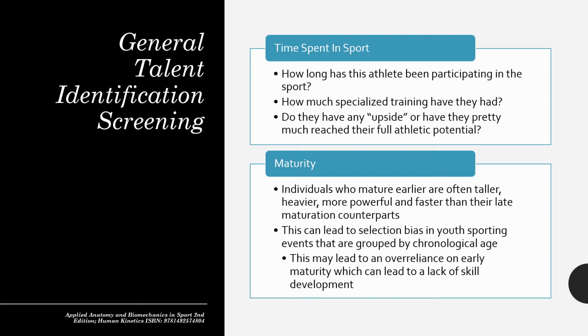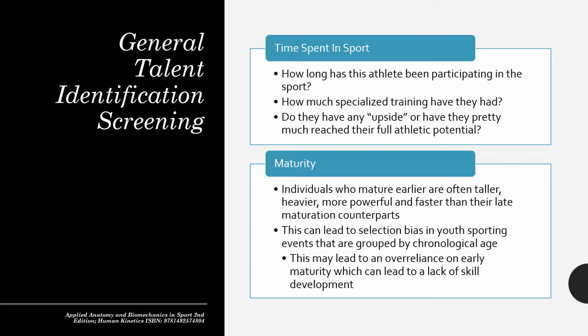The next is looking at this individual's maturity. So the maturation process and puberty kind of works on a sliding scale for all individuals. So some people develop earlier, some develop later in life. And that's all okay and valid. But we do know that individuals who tend to mature earlier are often going to be our taller individuals. They tend to be heavier, and this can be from muscle mass or just general fat mass. They also tend to be more powerful and faster than their late maturation counterparts.